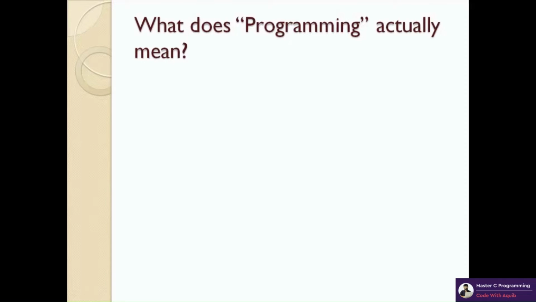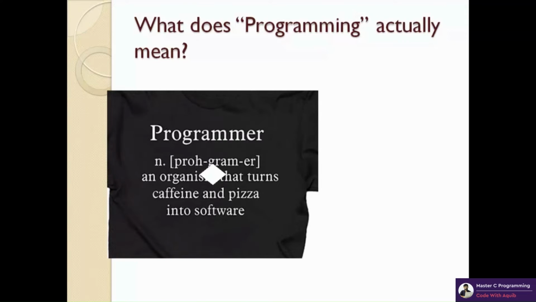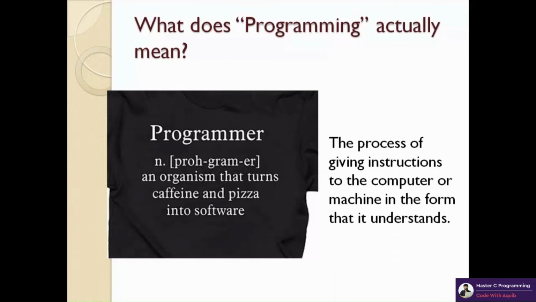The very first question which comes up when we are talking about programming is: what does programming actually mean? Now if you go and Google it up, what you will get is that a programmer is an organism that turns caffeine and pizza into software. Well, I do agree that this definition is indeed quite neat, but hey, let's have a look at a more formal one. Programming is basically the process of giving instructions to the computer or machine in the form that it understands, right?